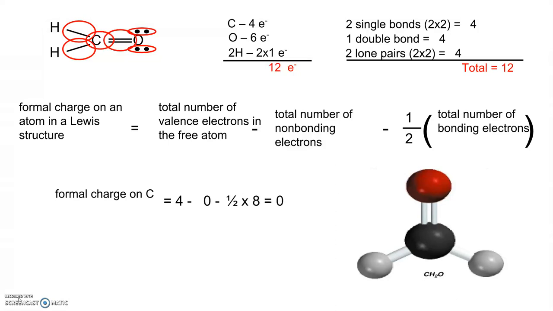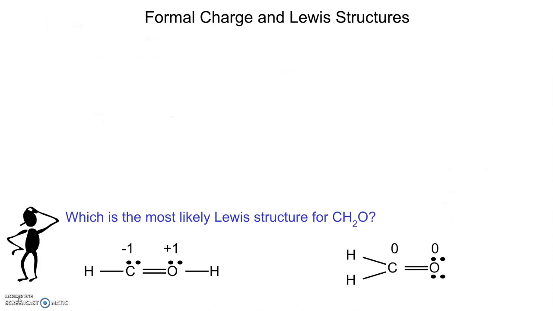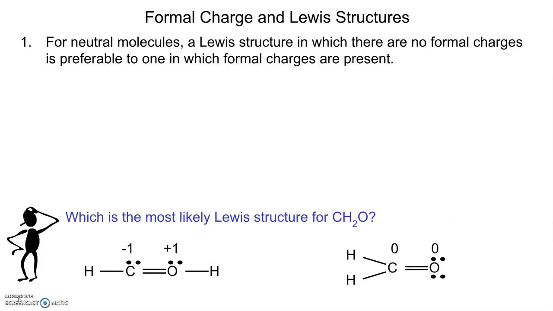For carbon, 4 minus 0, minus 1/2 times 8, equals 0. On my oxygen, 6 minus my 4 unbonded, minus 1/2 times my 4 total bonded, will equal 0. So therefore, this is the best structure based upon its formal charge. 0 and 0.